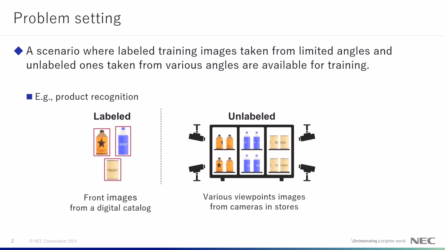One can obtain labeled images from a digital catalog, typically one or two per product taken from the front. On the other hand, unlabeled images can usually be collected in shops or stores using security cameras from unconstrained viewpoints. If such data can be used to train a product recognition model, annotation costs are greatly reduced.